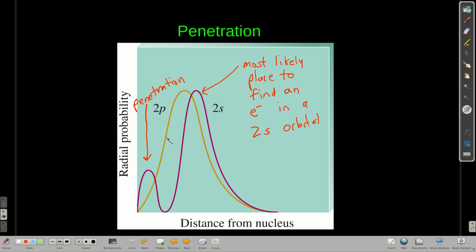However, because this 2s orbital has this bump right down here that's inside of the 2p orbital, it's effectively reaching inside of the 2p, and now it can feel more of the effect of the nucleus, and it's held more strongly because of that. This is penetration. And so even though the most likely place to find an electron in a 2p orbital is closer to the nucleus than in a 2s, because of the penetration of the 2s inside of the 2p orbital, its energy is lowered. The electron in a 2s orbital is held more strongly. This is called penetration.